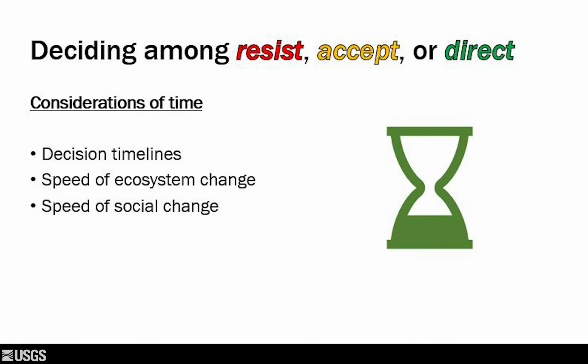Considerations of time scale are also important. Decision timelines and the speed of ecosystem change, as well as the speed of social change, can operate at different speeds. So for example, a decision timeline may be shorter than in cases where ecosystems are transforming slowly. And so a resist option might be reasonable in some of those cases until you know more about how the ecosystem is changing. In other cases, you may have very rapid ecosystem change, which requires drastic management action, but the speed of social change and accepting the idea of a new ecosystem in a certain region can be challenging. So these are all factors that might play into whether you would choose resist, accept, or direct actions.